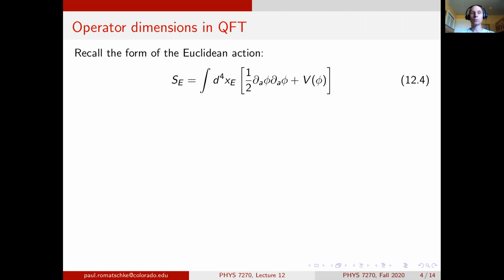Recall again the form of the Euclidean action. On the one hand, we have that the Euclidean action is given by an integral over spacetime, d^4x, times an integrand that depends on the field phi. The action appears in the exponent, so that means that the action has to be dimensionless. I'll write this as bracket of action equal to 0 for mass dimension 0.